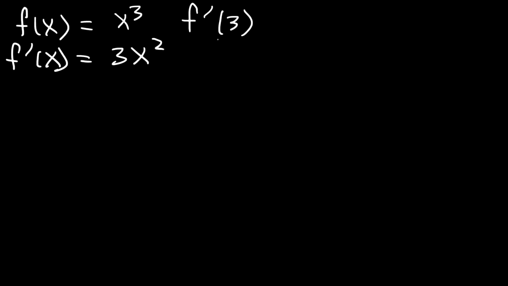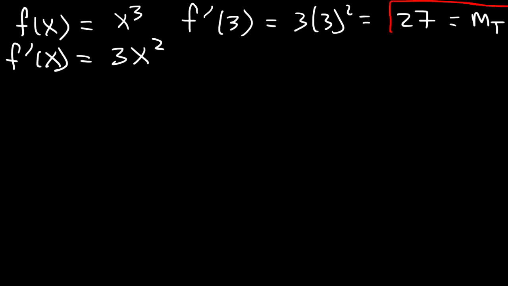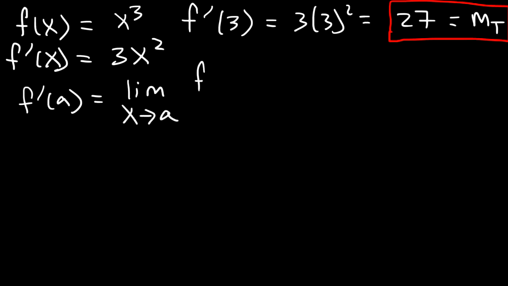Now to find f prime of 3, we just got to plug in 3 into this expression. So that's going to be 3 times 3 squared. And so the instantaneous rate of change, which is the slope of the tangent line, is equal to 27 in this example. Now let's get this same answer using limits. So let's use this formula. F prime of a is equal to the limit as x approaches a of f of x minus f of a over x minus a.